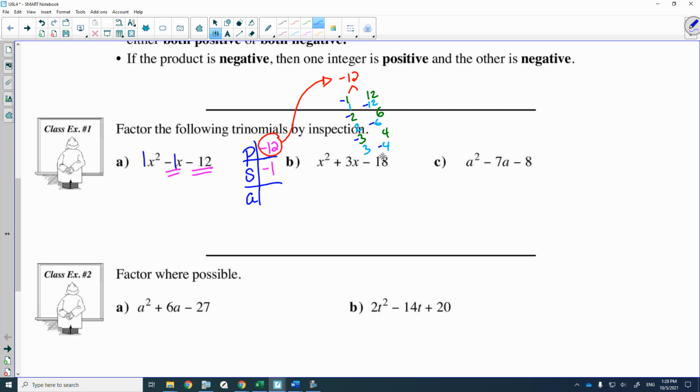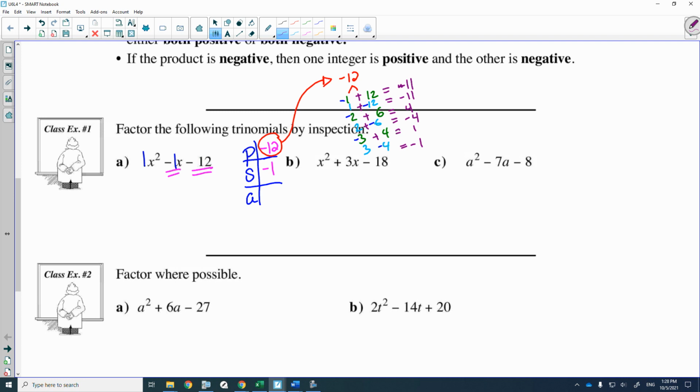Then by inspection, actually I'll go through this just because it's the video. I'll go through this quickly. We won't do this, we'll only do this one time. Negative 1 plus 12 is 11. 1 plus negative 12 is negative 11. Negative 2 plus 6 is 4. 2 plus negative 6 is negative 4. We are going to get a 1 here and a negative 1 here.